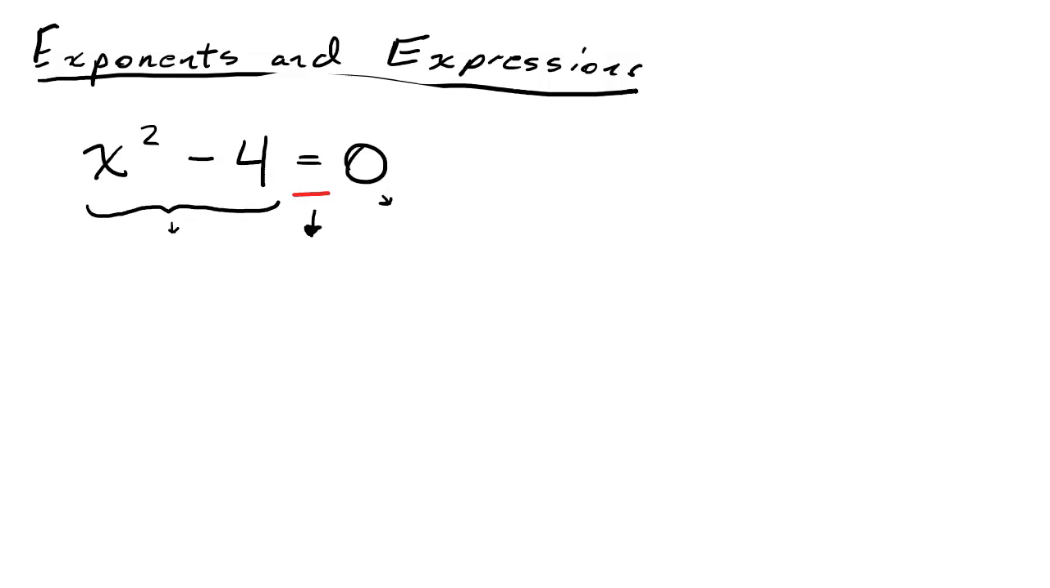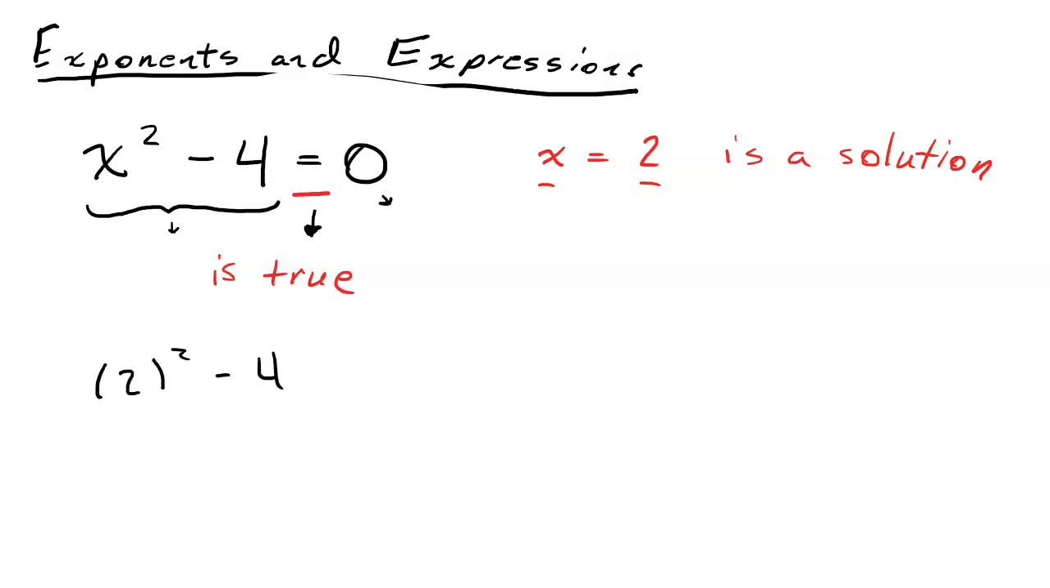So in scenarios where you have equations, you can say x equals 2 is a solution. What does this mean? A solution is a number or value for the variable that says that this equation is true. And let's test that out. So x equals 2. What is that? 2 squared minus 4 is equal to 4 minus 4, which is equal to 0. So there it is. This is true.